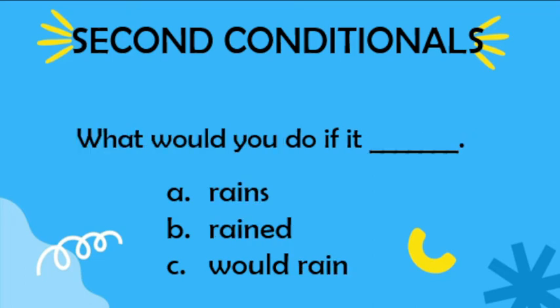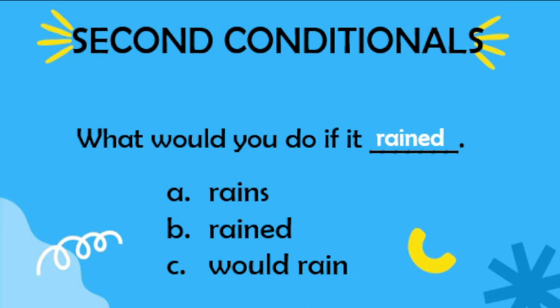Would you do it? What would you do if it A rains, B rained, C would rain? What would you do if it rained? Okay, our verbs here are rained and would you do. If clause, if it rained. Result clause, what would you do? If clause or condition, if it rained.